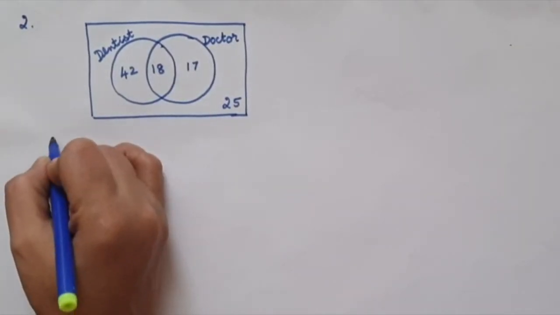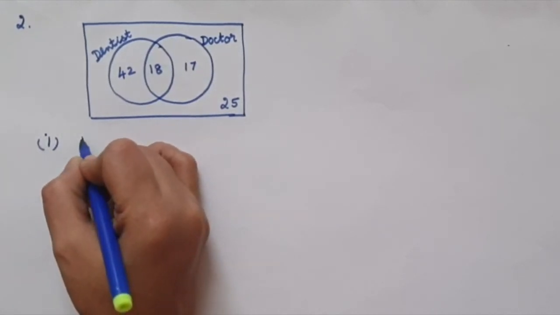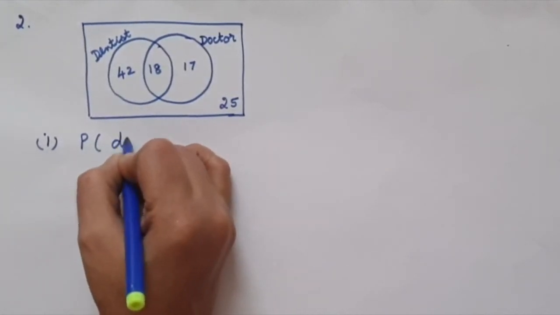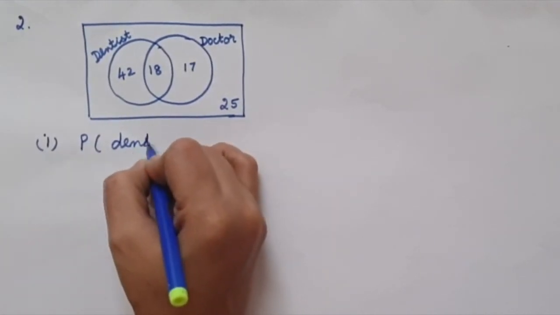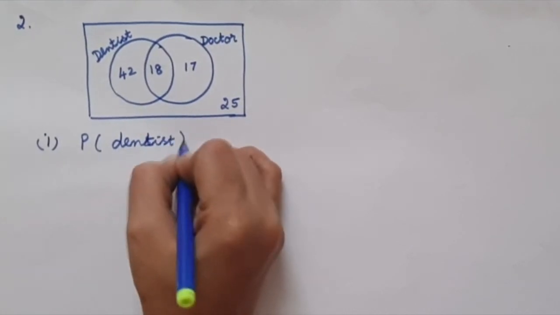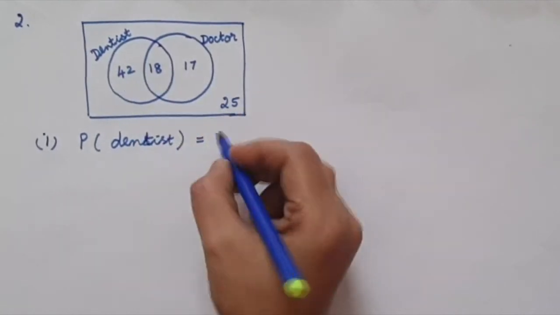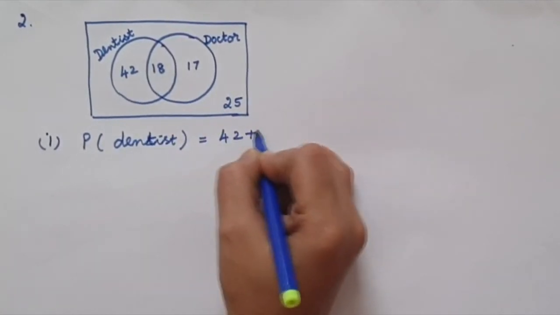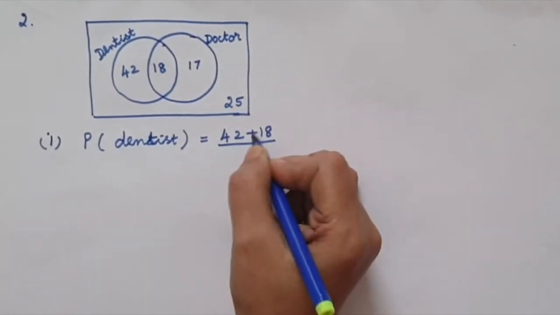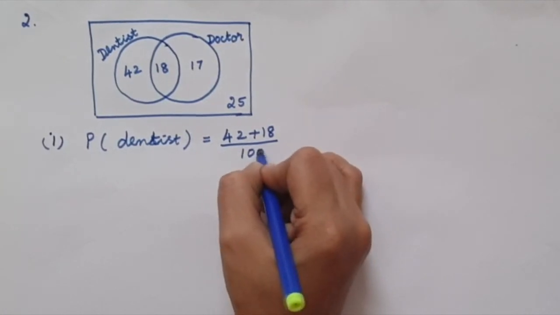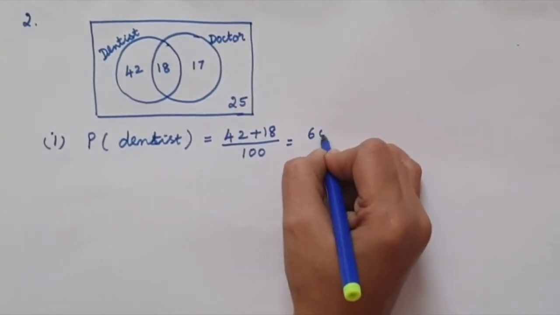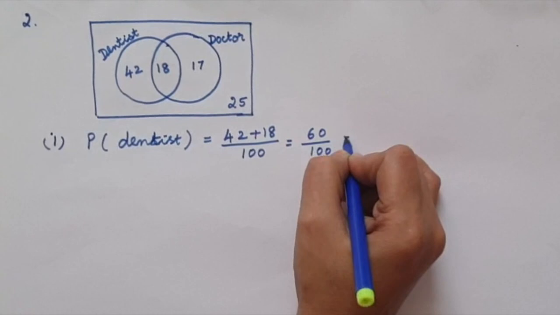Probability of a dentist. How many people visited the dentist? Probability of dentist, that is this and this people went to the dentist. So it will be 42 plus 18. The total is 100. So it will be 60 over 100, so it will be 3 over 5.